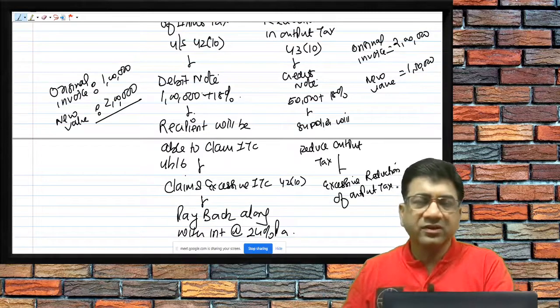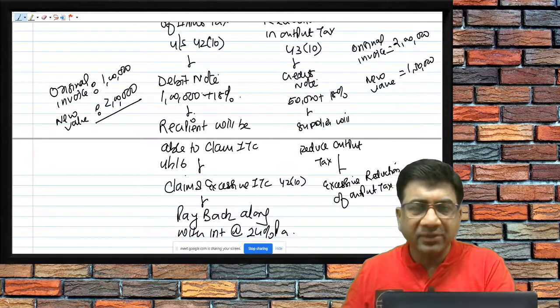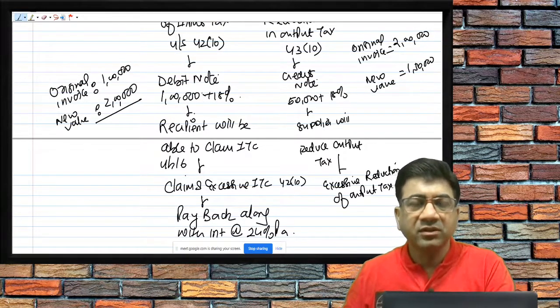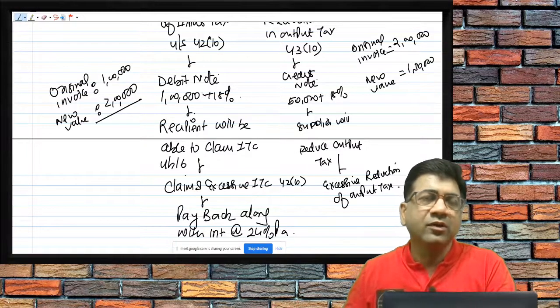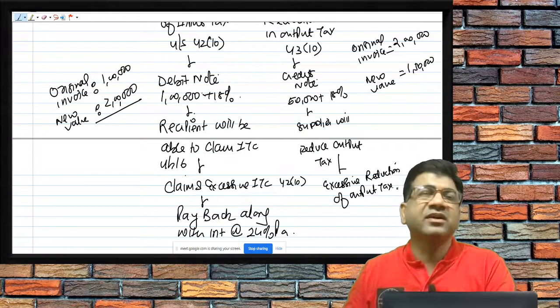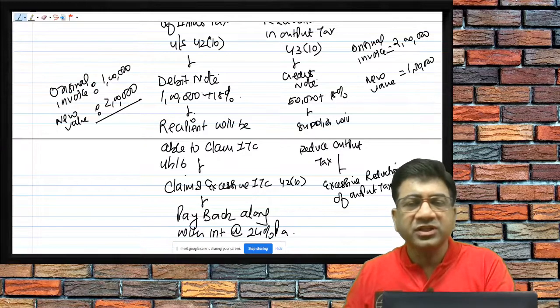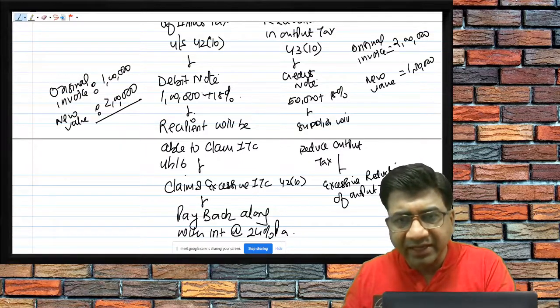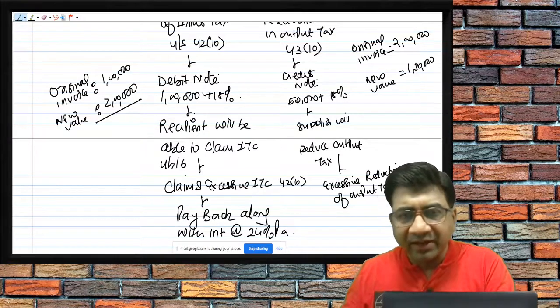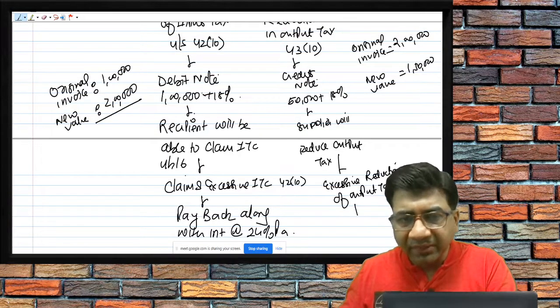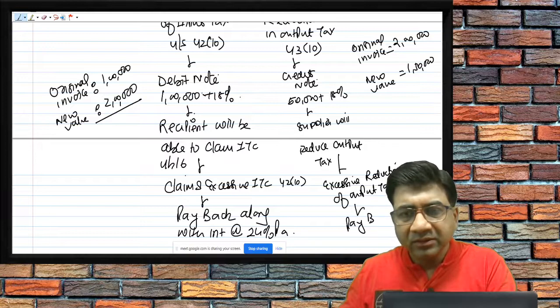That I've learned, you know, since after my CA days, to be logical. When you understand any law, even if you misinterpret it, you try to be logical. So excess reduction of output tax, then I need to pay it back. This is 43 10. Then the payback along with interest at the rate of 24% per annum.